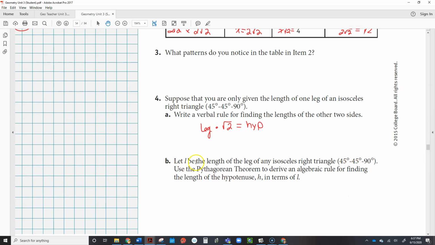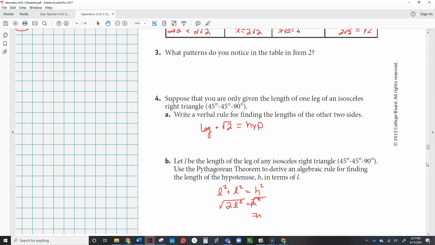It says, let L be the length of the leg of any isosceles right triangle. Use the Pythagorean theorem to derive an algebraic rule for finding the length of the hypotenuse. Okay, so L squared plus L squared is equal to H squared. And then when we have L squared plus L squared, isn't that just 2L squared equals H squared? Yes, it is. How do I solve for H? You take the square root of both sides.